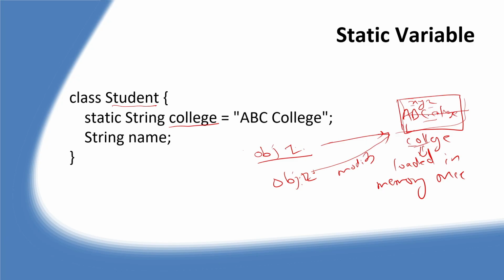Since it is shared by all objects, if one object changes its value, the updated value becomes visible to every other object. Why? Because only one copy exists in memory. Only one copy.